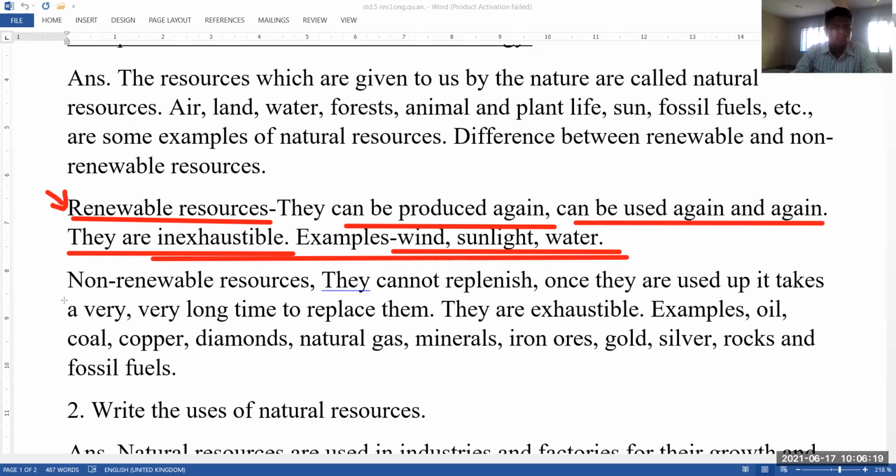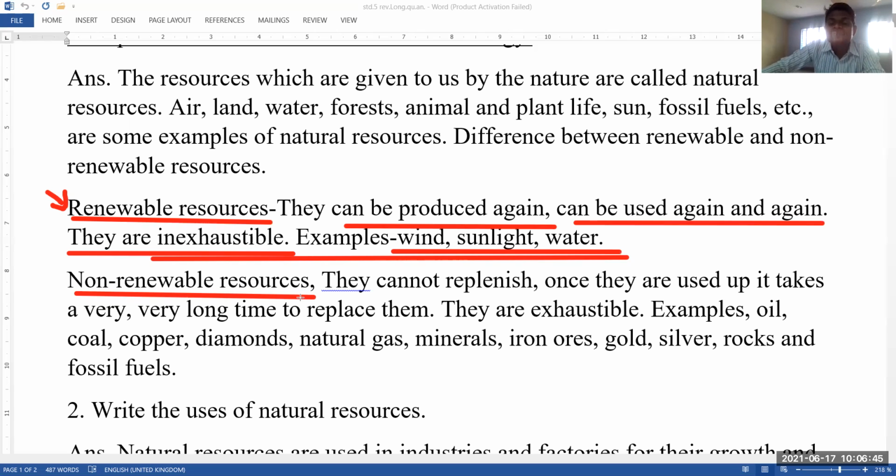Second one, resources or energy, is non-renewable resources. So they cannot replenish, we cannot use it again. Once it is complete, once it is finished, we cannot replenish it or use it again. Once they are used up, it takes a very, very long time to replace them.